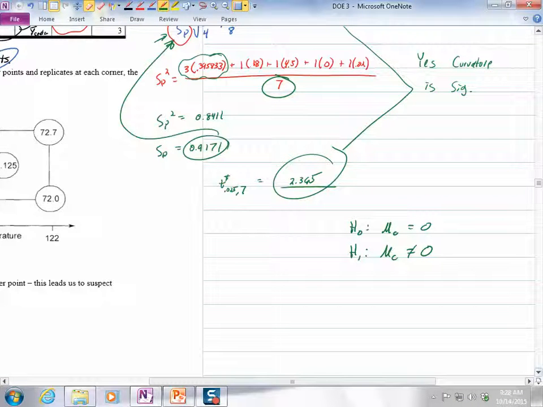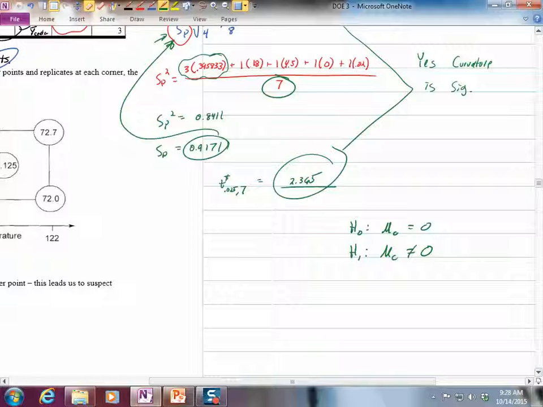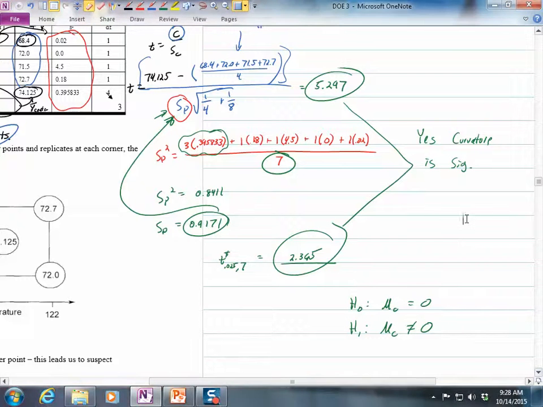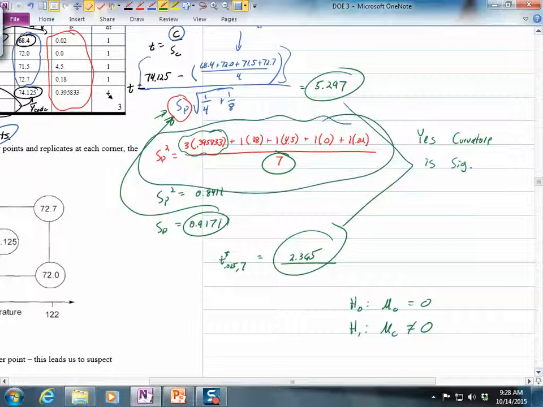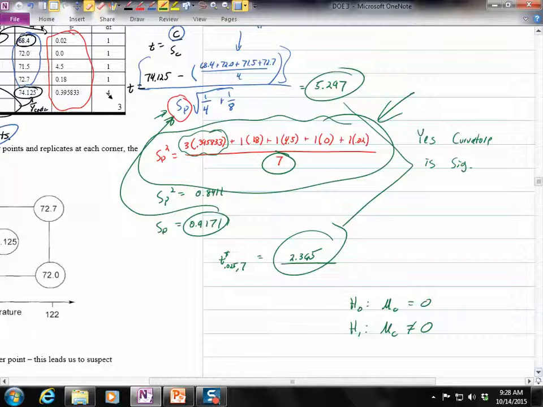All right, so this is the same test you've done all before. It's a difference between two means. It's that case where the variances are the same, so we pool the variances. So this is purely a Chapter 6 problem. The difference is that we have a few more places that we pool the variance from. The 4 corners plus the center point.